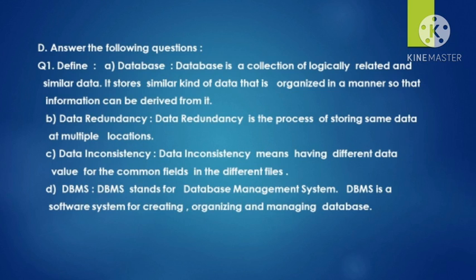B. Data redundancy. Data redundancy is the process of storing the same data at multiple locations. C. Data inconsistency. Data inconsistency means having different data values for the common fields in the different files. D. DBMS. DBMS stands for Database Management System. It is a software system for creating, organizing, and managing databases.